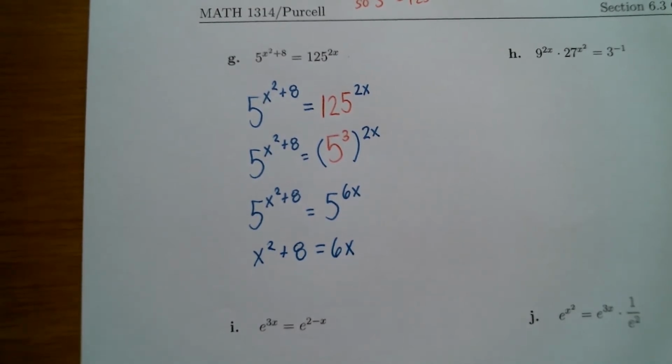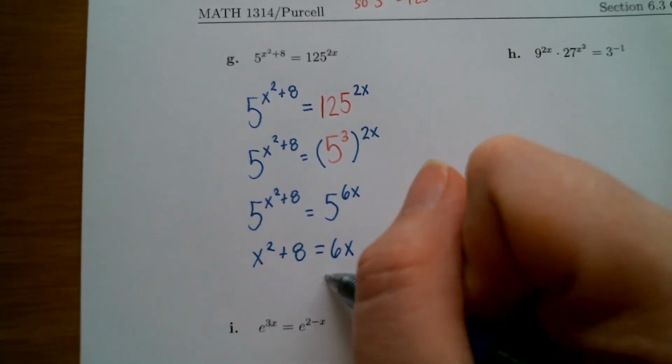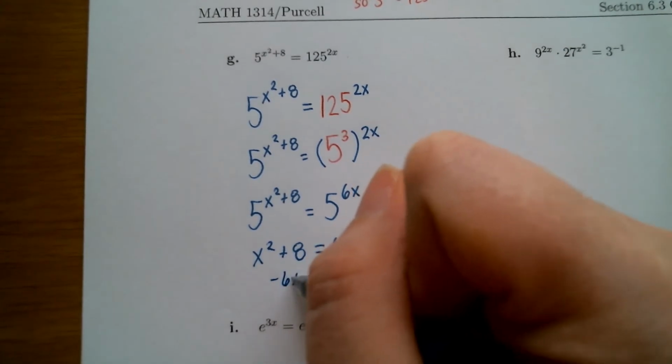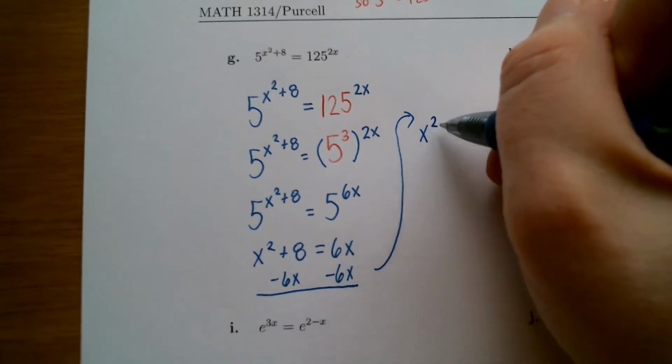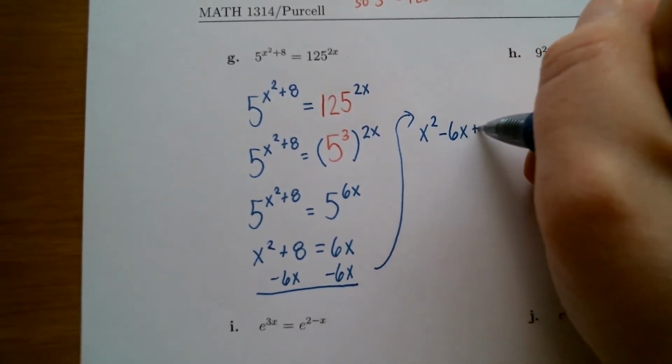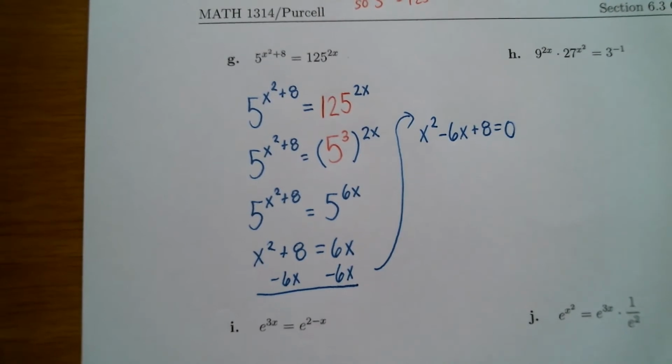At this point, the x has come out of the exponent, and it should be an equation that you know how to solve. When I look at this equation, the highest power of x is 2. It's a quadratic equation. So I either solve this using factoring or the quadratic formula. Regardless of which method I choose, one side needs to be 0 before I start. So I'm going to move the 6x over. That is going to give me x squared minus 6x plus 8 equals 0.